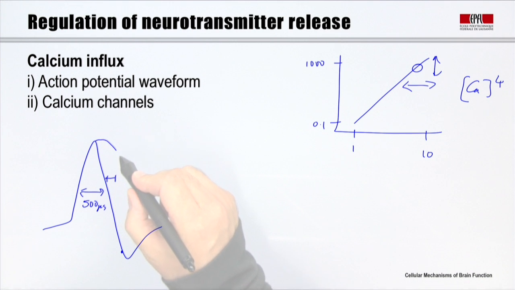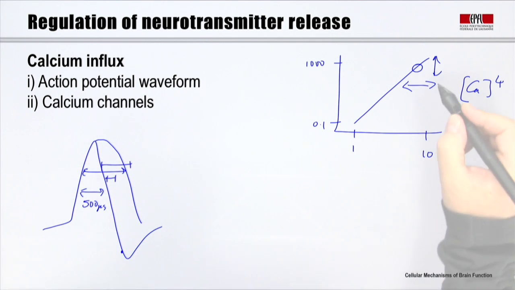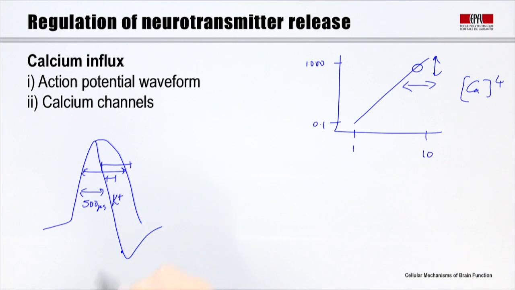So by increasing the duration of the action potential, we can increase the amount of calcium influx that occurs, and thus increase the amount of neurotransmitter release. And that can be done by regulating potassium channels. Potassium channels govern the repolarization phase of the action potential, and if we simply reduce the amount of potassium current, then we'll delay the action potential waveform and increase calcium influx into the presynaptic terminal, and hence increase neurotransmitter release. And that's one way in which neurotransmitter release is regulated physiologically.